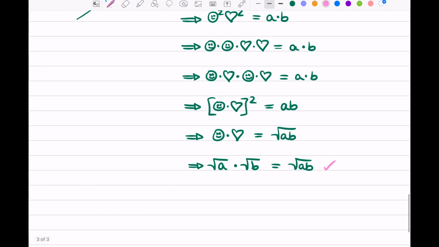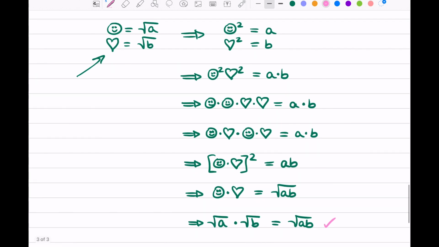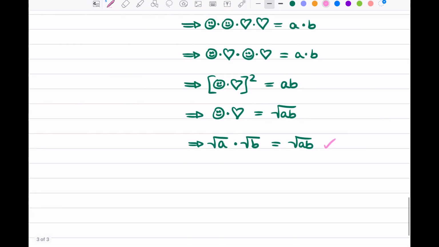I encourage you to review this proof here and make sure you understand each step. It might seem a little bit like magic, but it's math. And the further along in math you go, you'll learn some neat things like this. We're going to use the same method to prove the division rule.